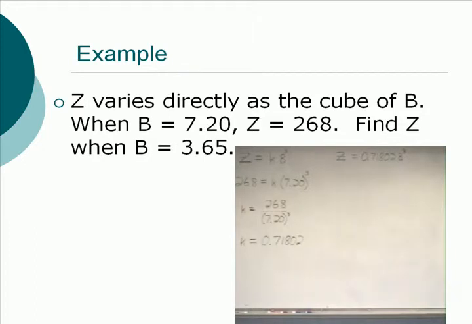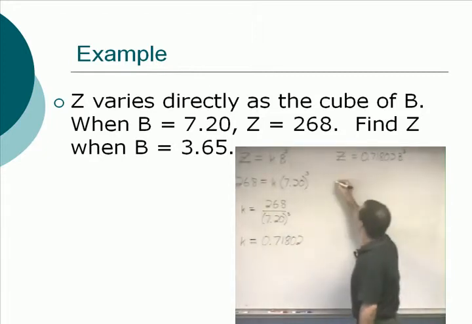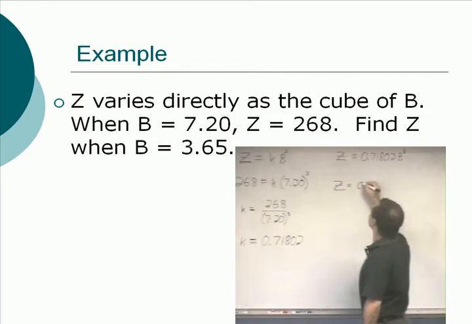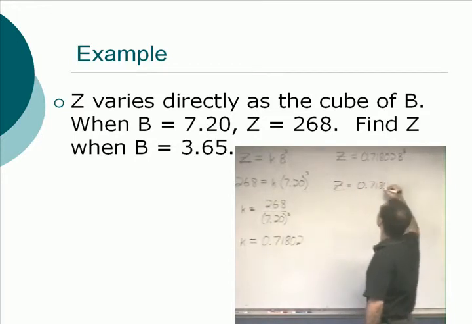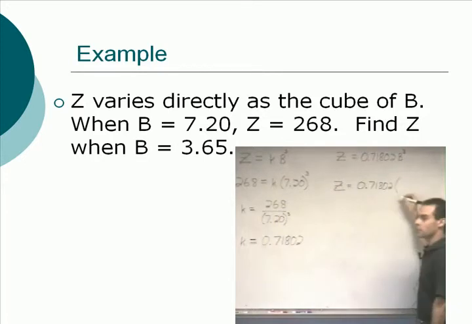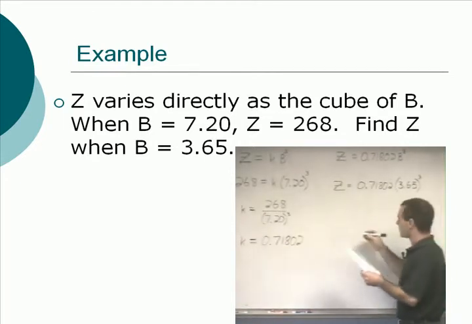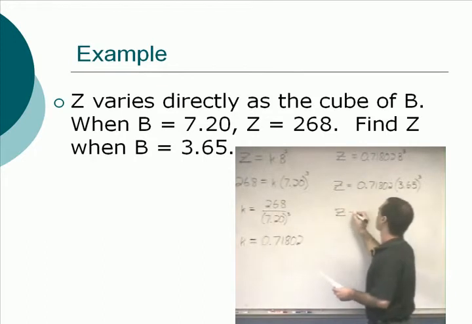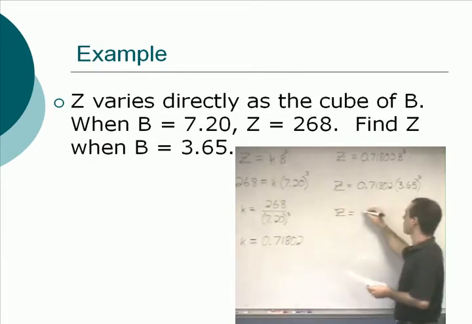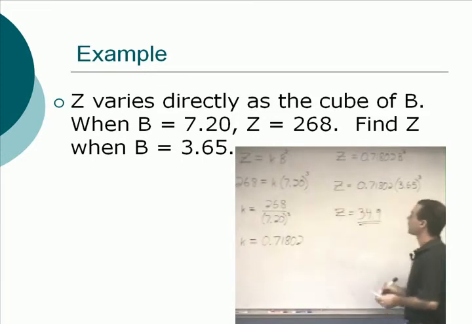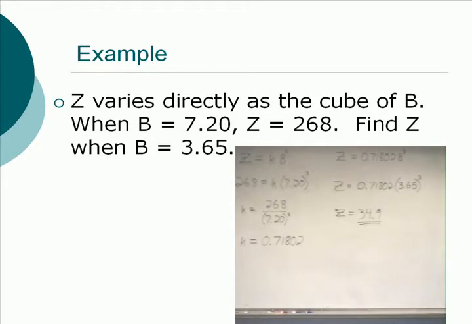So we want to find z when b equals 3.65. All you've got to do is plug it in for b, and you're done. So z equals 0.71802 times 3.65 cubed. And if you crank that out, you're going to find out that z equals 34.9. And we're done.